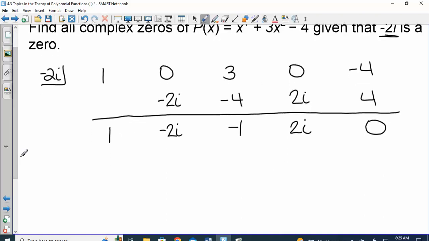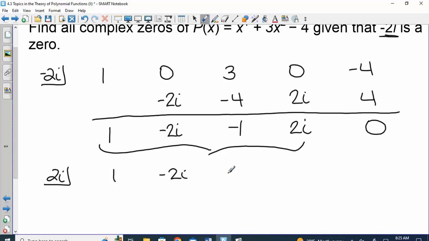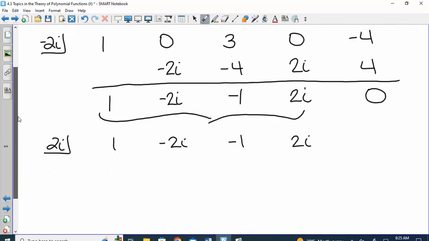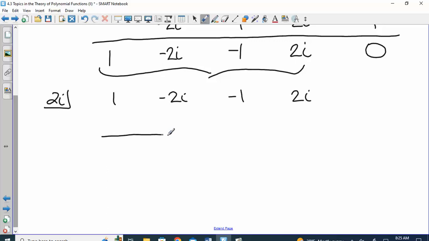All right, so now what do I do? Use the reciprocal, the conjugate. Yeah, the conjugate of negative 2i is positive 2i. So we are going to repeat this, dividing the answer we just got, without the remainder. So the 1, negative 2i, negative 1, and positive 2i. And we know that this time all the i's should go away.